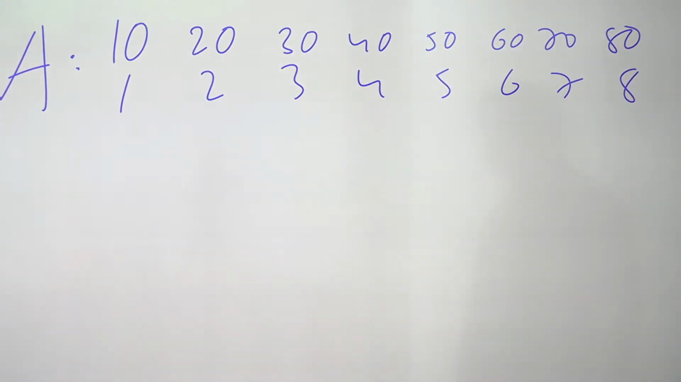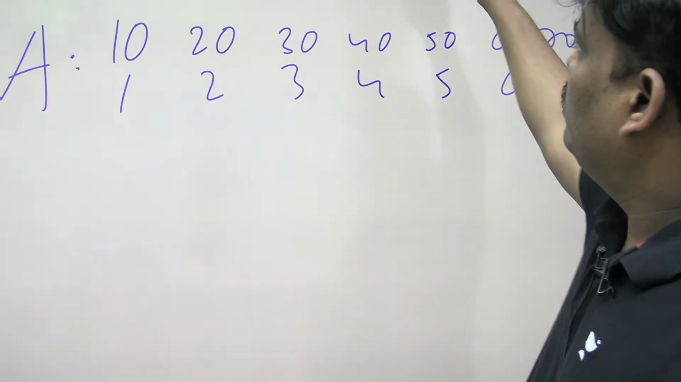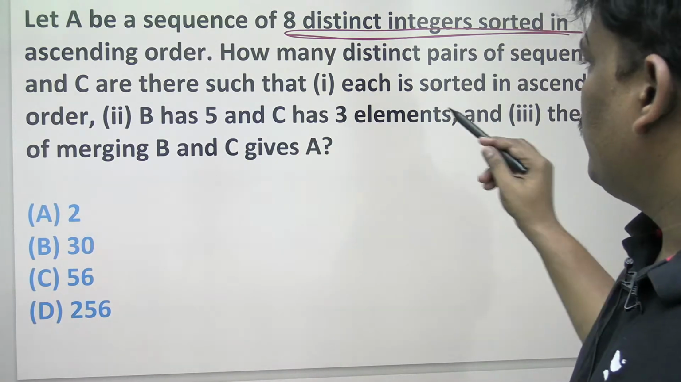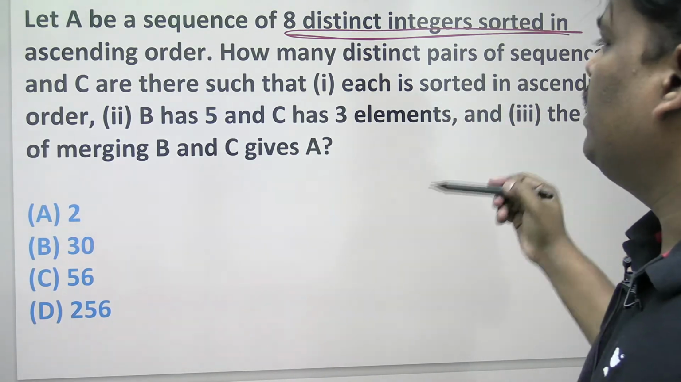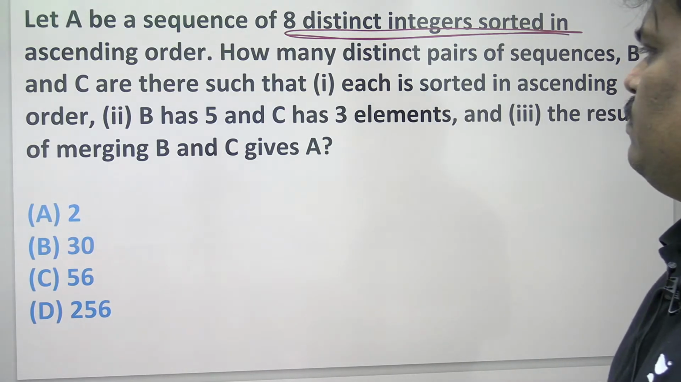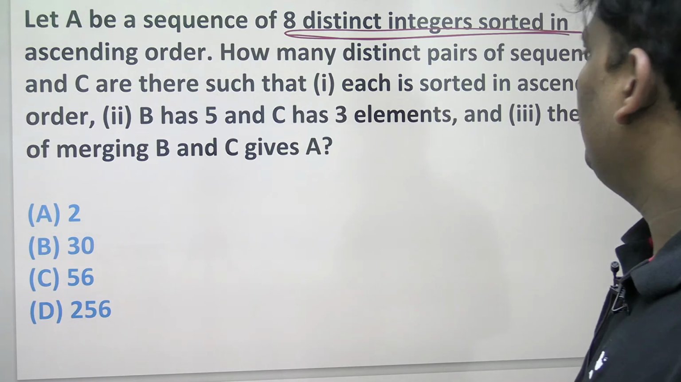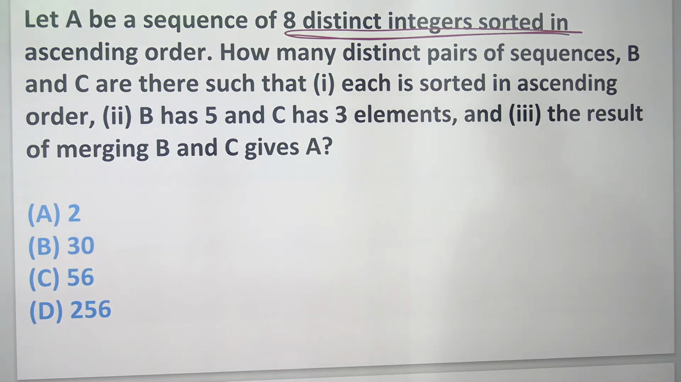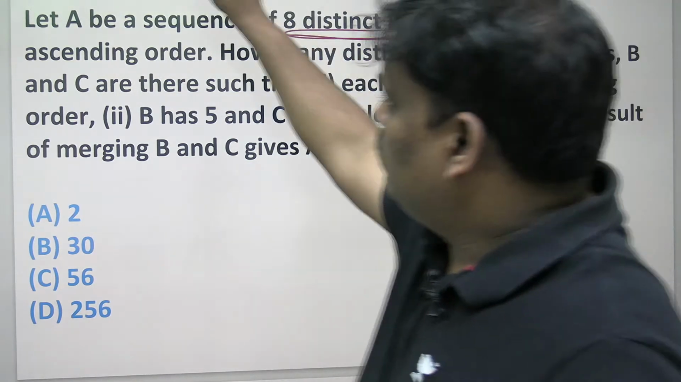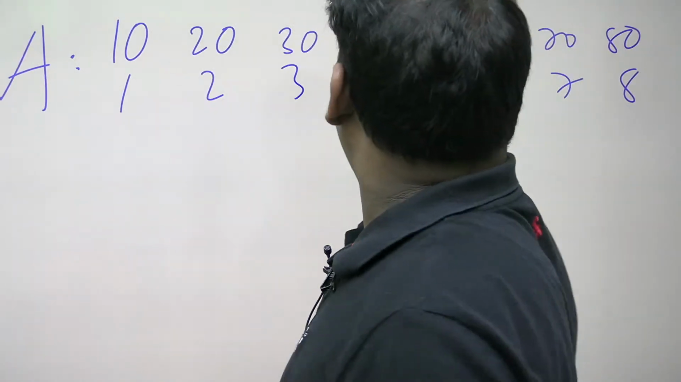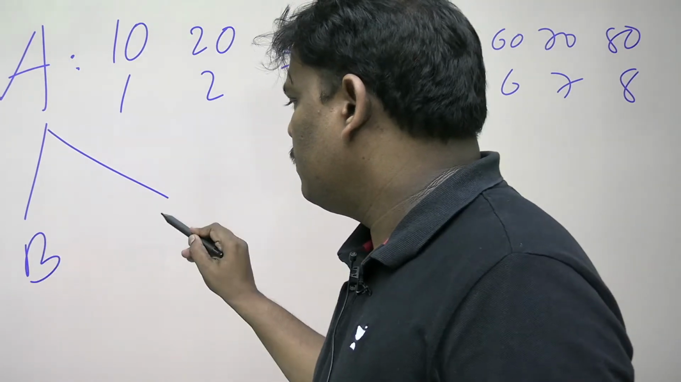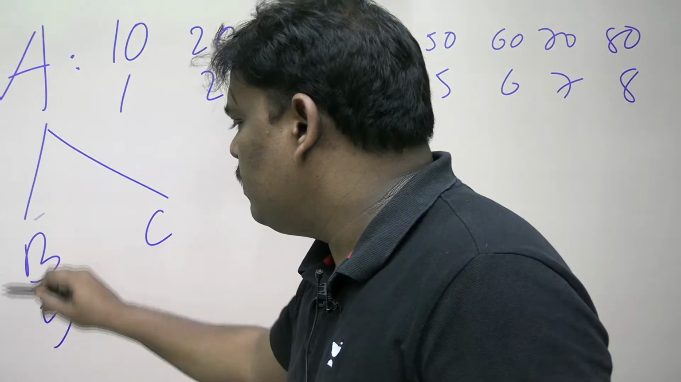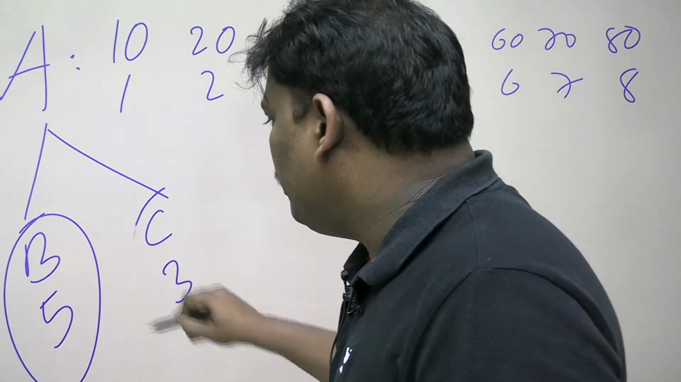And the important thing is, listen, let me say one small line. How many distinct pairs of sequences B and C are there such that each is sorted in ascending order? B has 5 and C has 3. And one more: the result of merging B and C is A. So this A you have to divide into two parts, B and C. B should contain 5 elements, and C should contain the remaining 3.